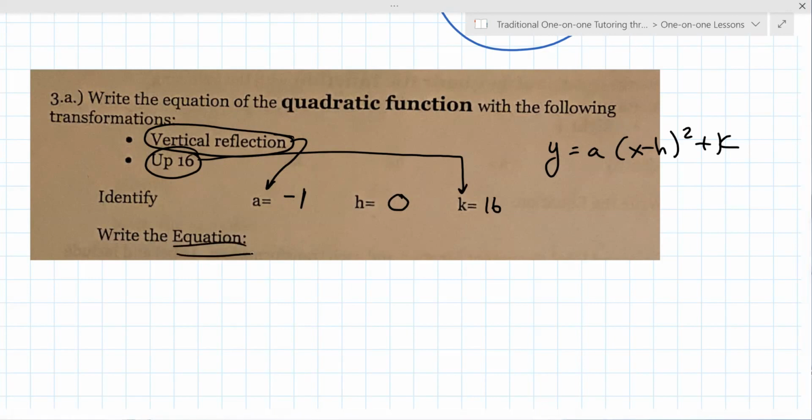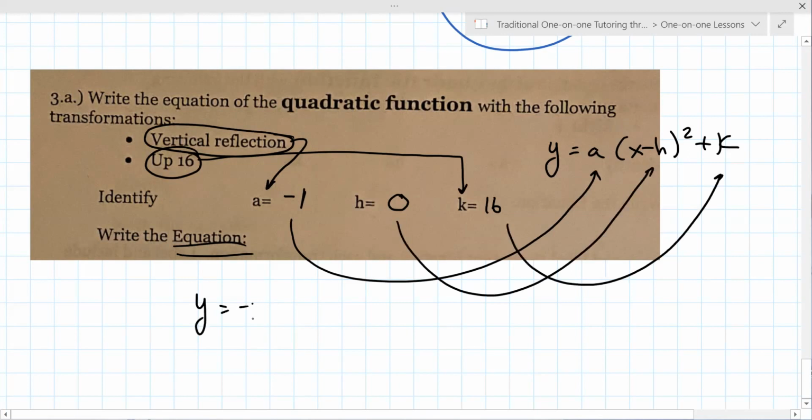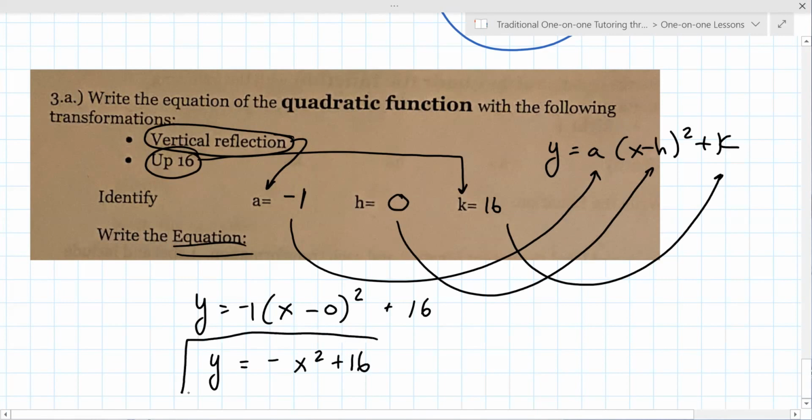Okay, there we go. Equation. Y equals -1, x minus h. H is 0 though. Yeah, minus h, squared, plus 16. So this simplifies to negative x squared plus 16. That's what your instructor wants to see.